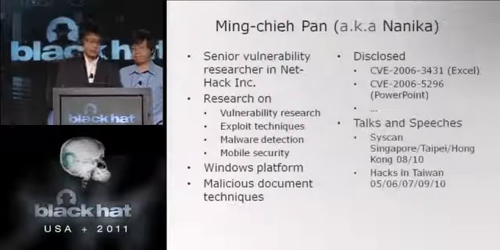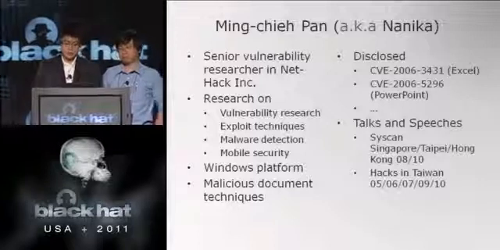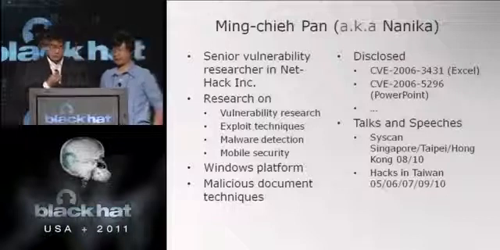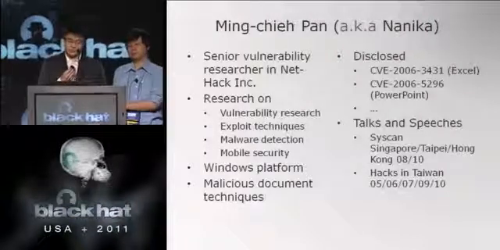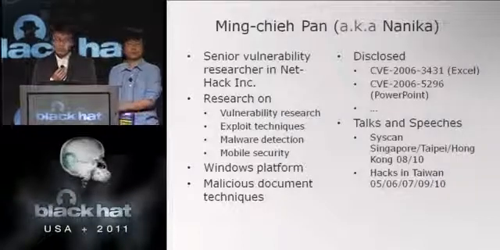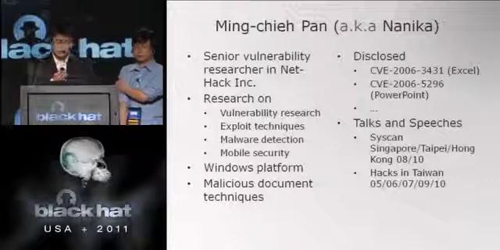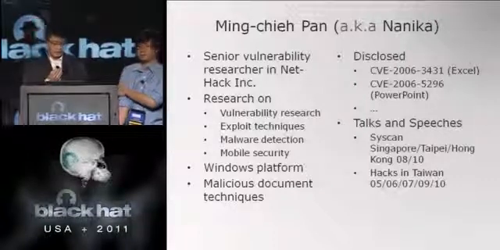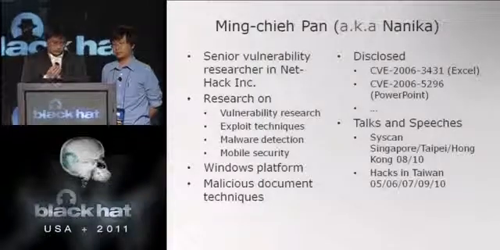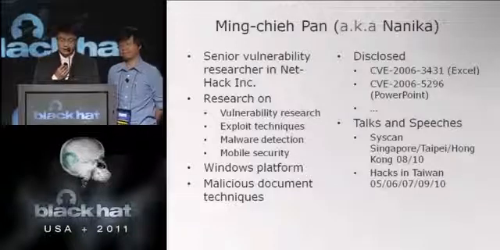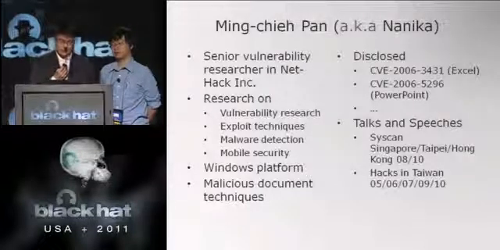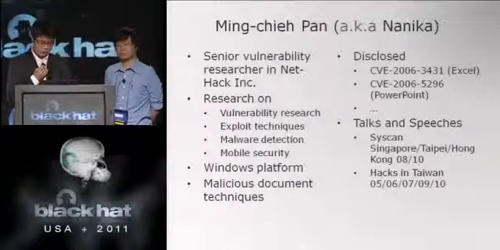Hi, my name is Min Jae. You can call me Nanika. I'm a senior vulnerability researcher at Blackhat in Taiwan. My research topics include vulnerability research, exploitation techniques, malware detection, and mobile security, especially on the Windows platform. I started work on document security research in 2004. I have discovered many Windows and Office vulnerabilities, and some of them have been published.